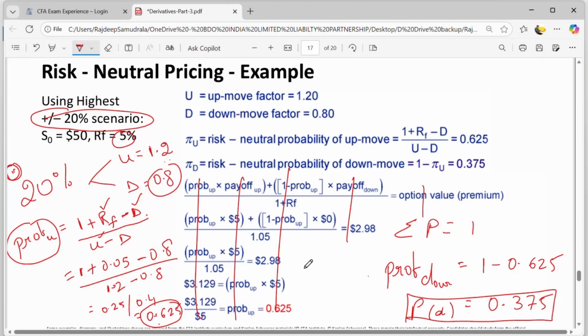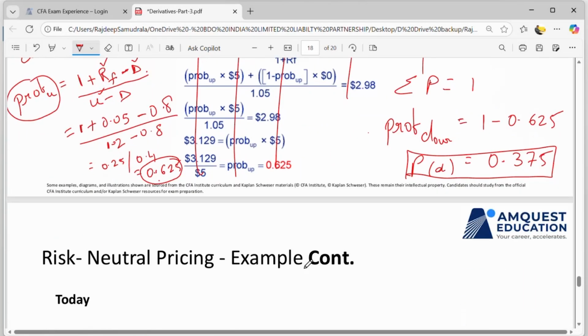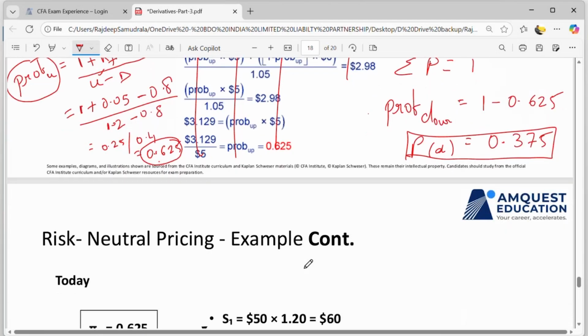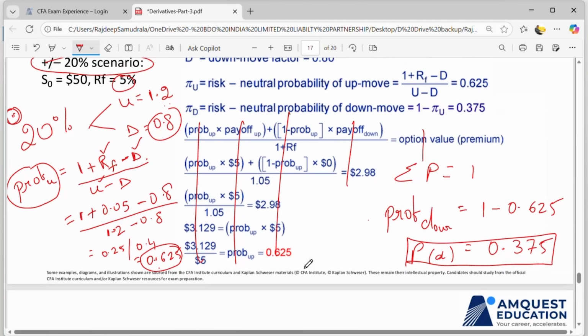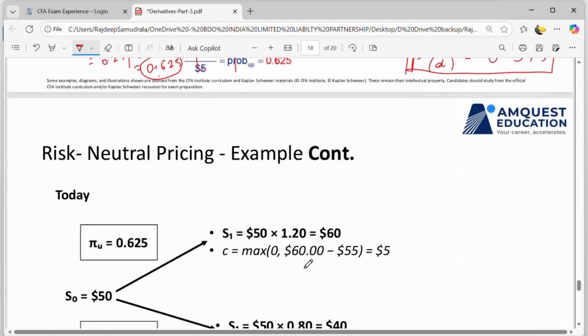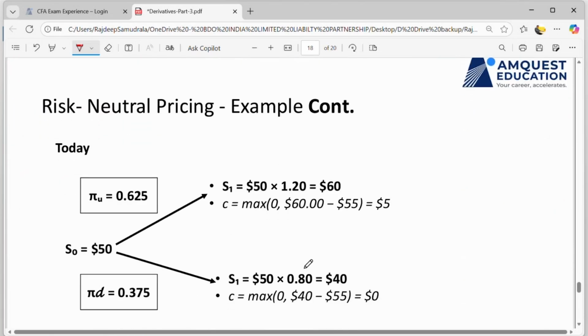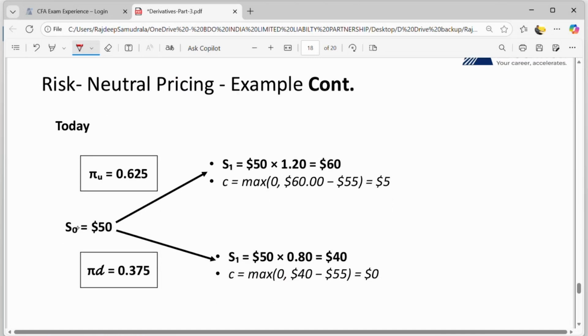Now, because you have probabilities, can you find out the value of the call option? Remember, till now I was teaching you without the probability, right? Now you have probability. So now can you find out the value of call option? Yes. Same diagram, 50. You know that it may go up by 20%. It may go down by 20%. So when it goes up, it becomes $60. When it goes down, it becomes $40.